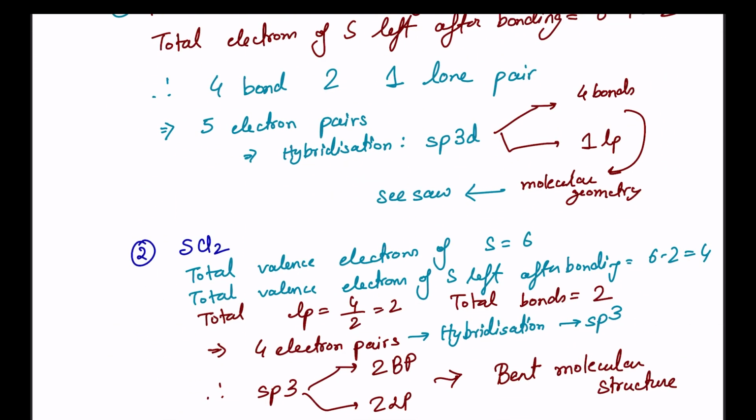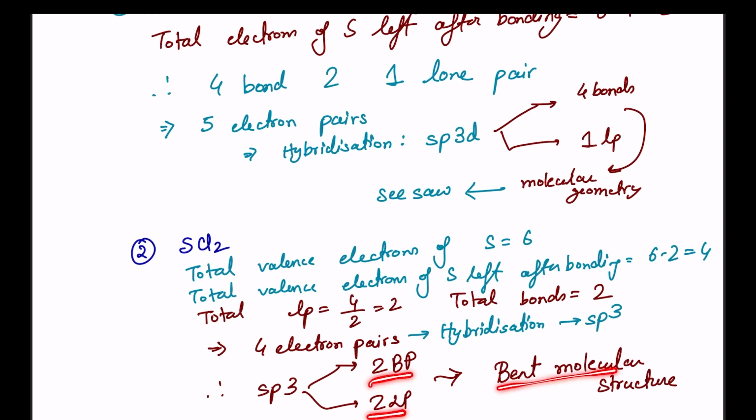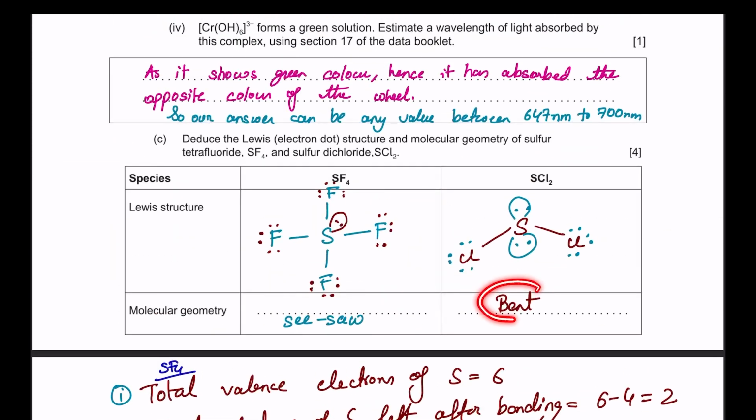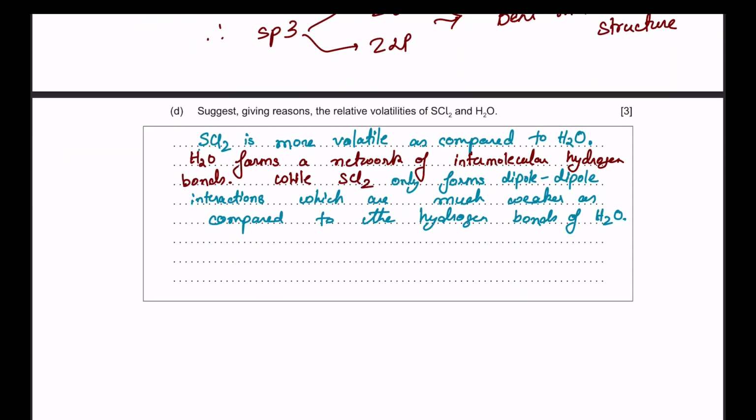Now it has 4 electron pairs, so the hybridization will be sp3. That is s and 3p. The molecular structure of sp3 with 2 bond pairs and 2 lone pairs is the bent molecular structure, and that would be our answer here. It's bent. So that's all for this part C. Moving on to part D. We have to suggest, giving reasons, the relative volatility of SCl2 and H2O.